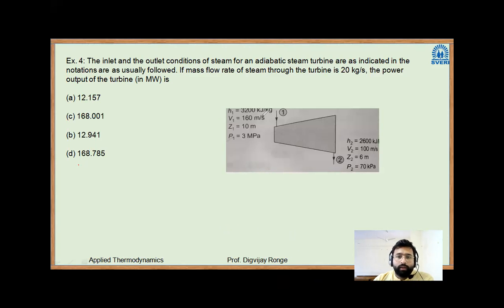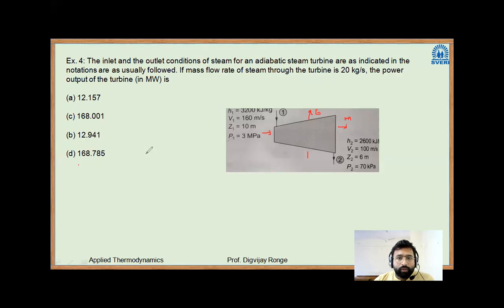Now see how it is a control volume. What I told you about the control volume: mass can enter, mass can leave, energy can be transferred, energy can be received. So in that case, this becomes a control volume, right? Now see here, the conditions are already given. We just have to put them into the equation.